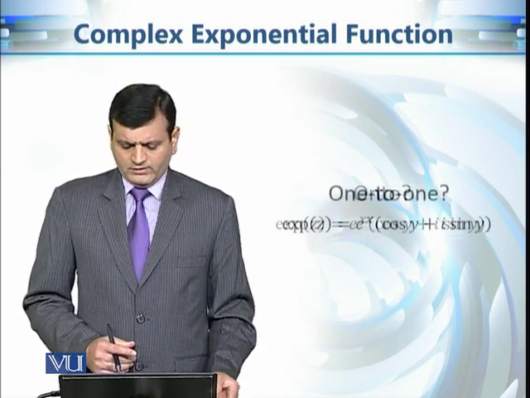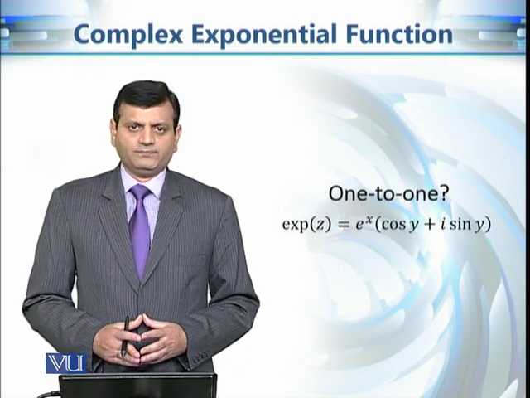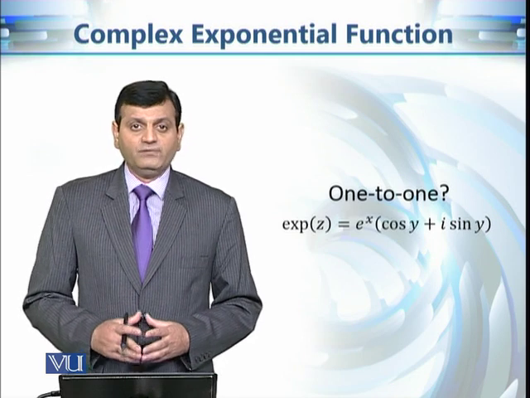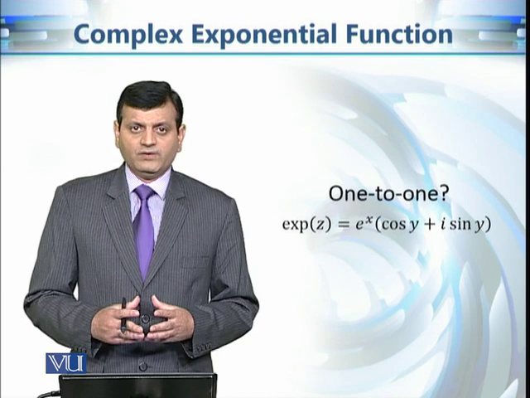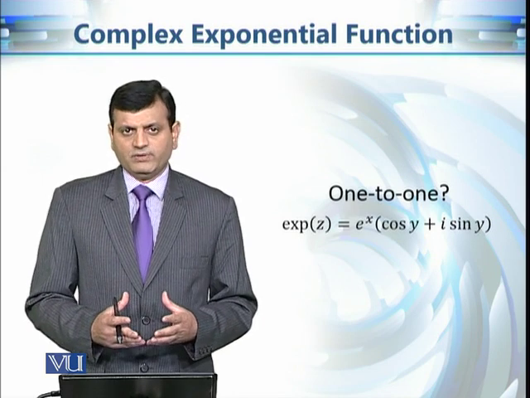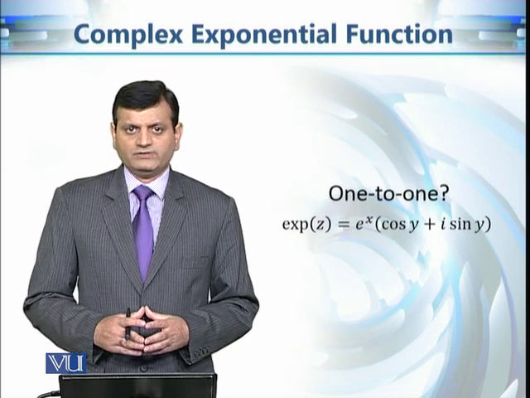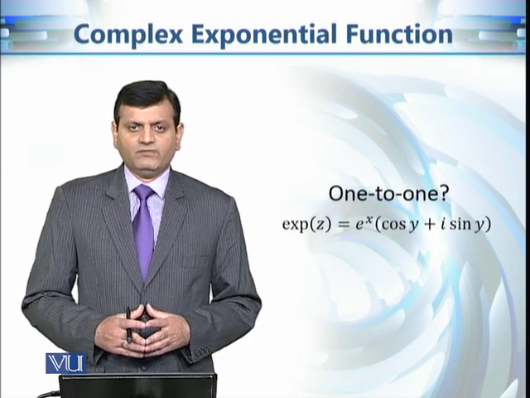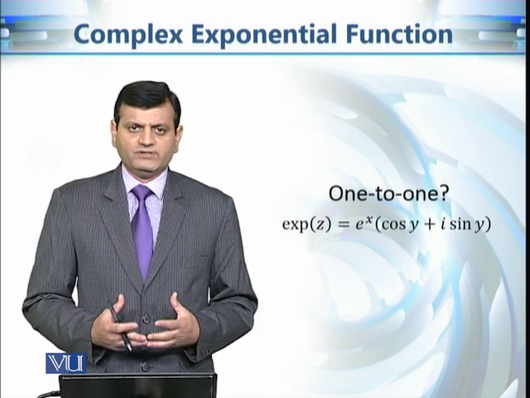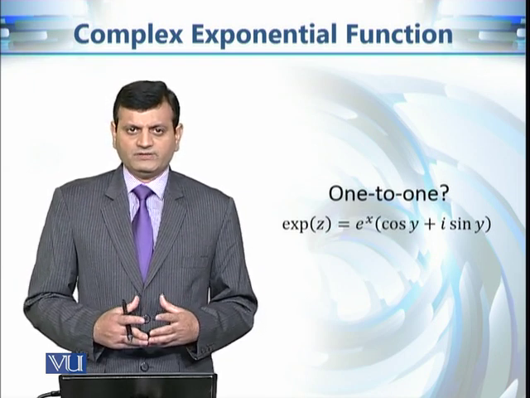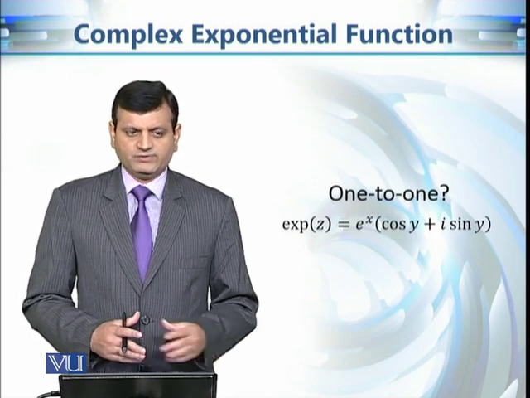Moving on to the next property, whether this function is one-to-one or not. In the previous module, we observed an example, and in that example we saw in a very simple way that this function is not a one-to-one function. Now we are going to explore further why it is not one-to-one, and further properties that will affect the calculations of the exponential function.